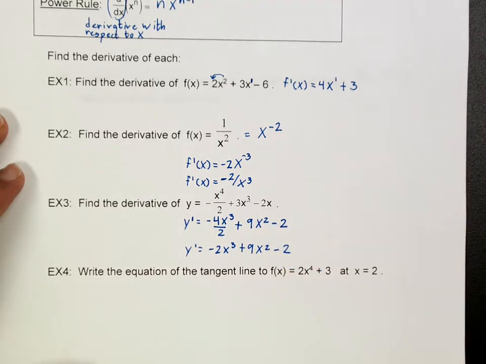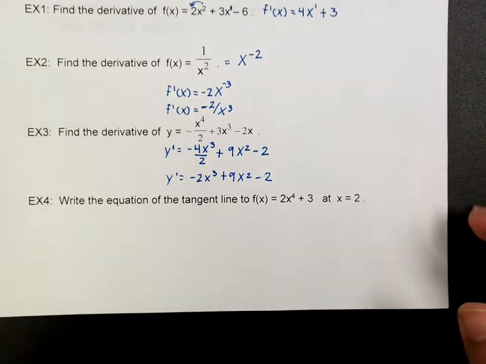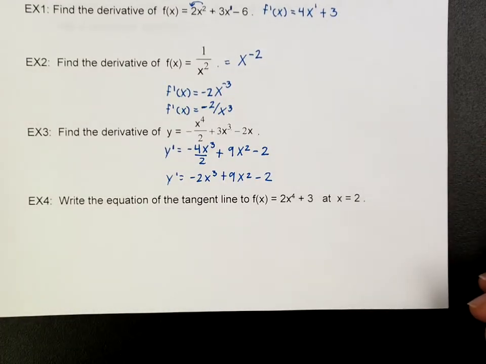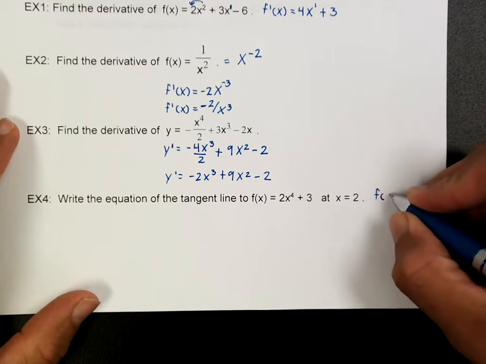Okay, so that's that. Now on the next one, notice that we're looking to write the equation of the tangent line of f of x equal to 2x to the 4th plus 3 at x equal to 2. So we want to know the equation of the tangent line. And if you remember, we said this several times, if I'm writing the equation of a tangent line, I need 2 things. I need the point, and by a point I mean an x and a y coordinate.